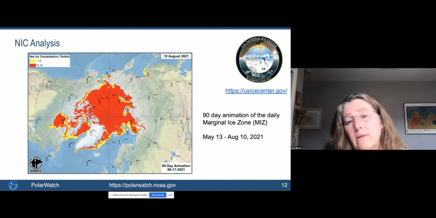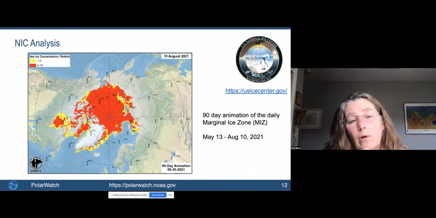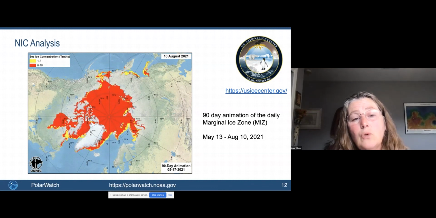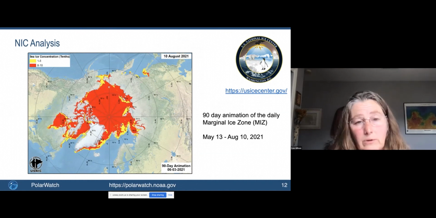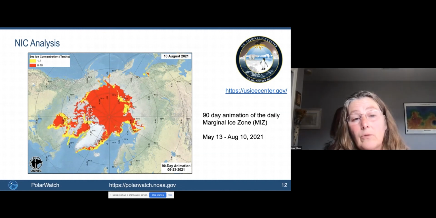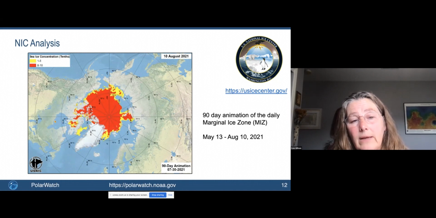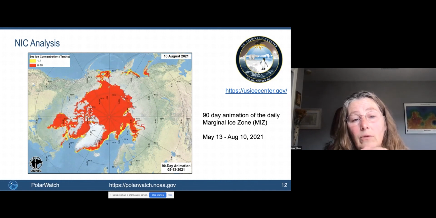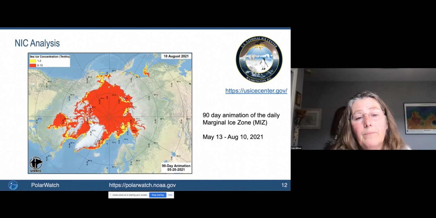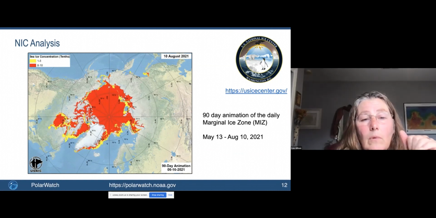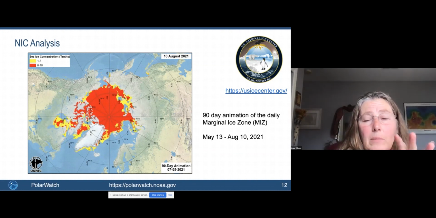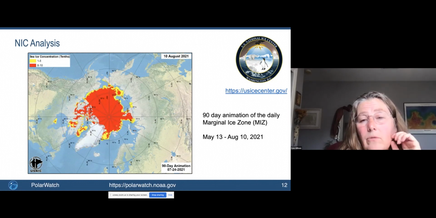And these plots that they make of the marginal ice zone are not generated by a computer. There are actually analysts who look at a bunch of different data sets. Remember, I said there are a lot of different ways you can look at sea ice. So they look at different data sets and often visually come up with these, to determine where the actual outline of the ice zone is.